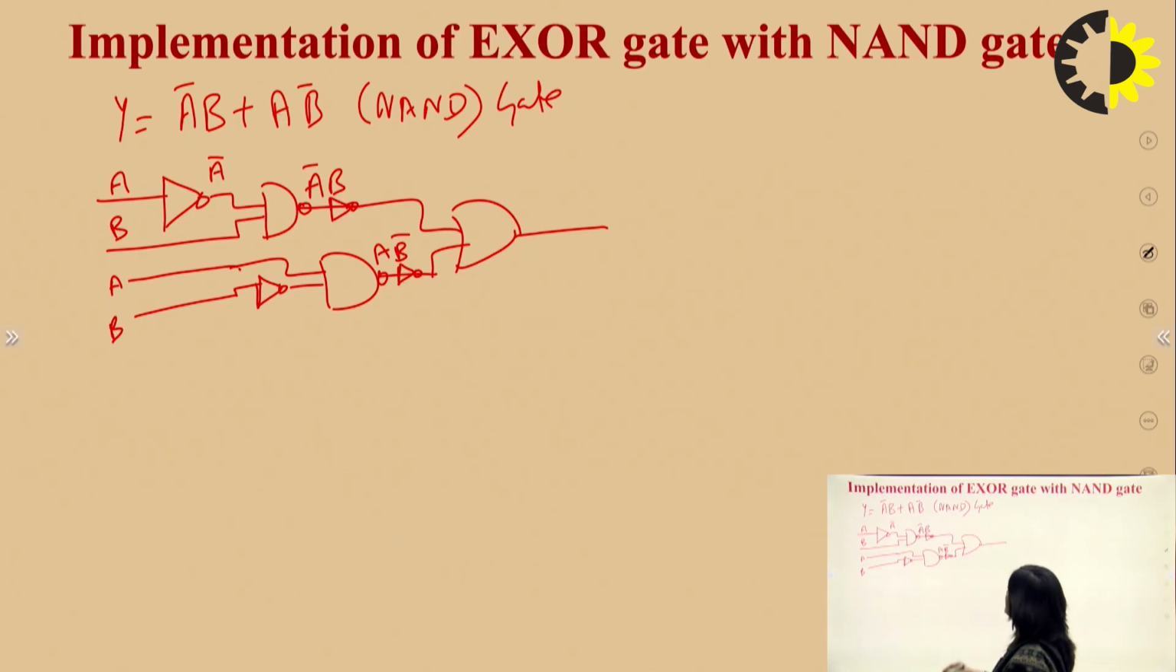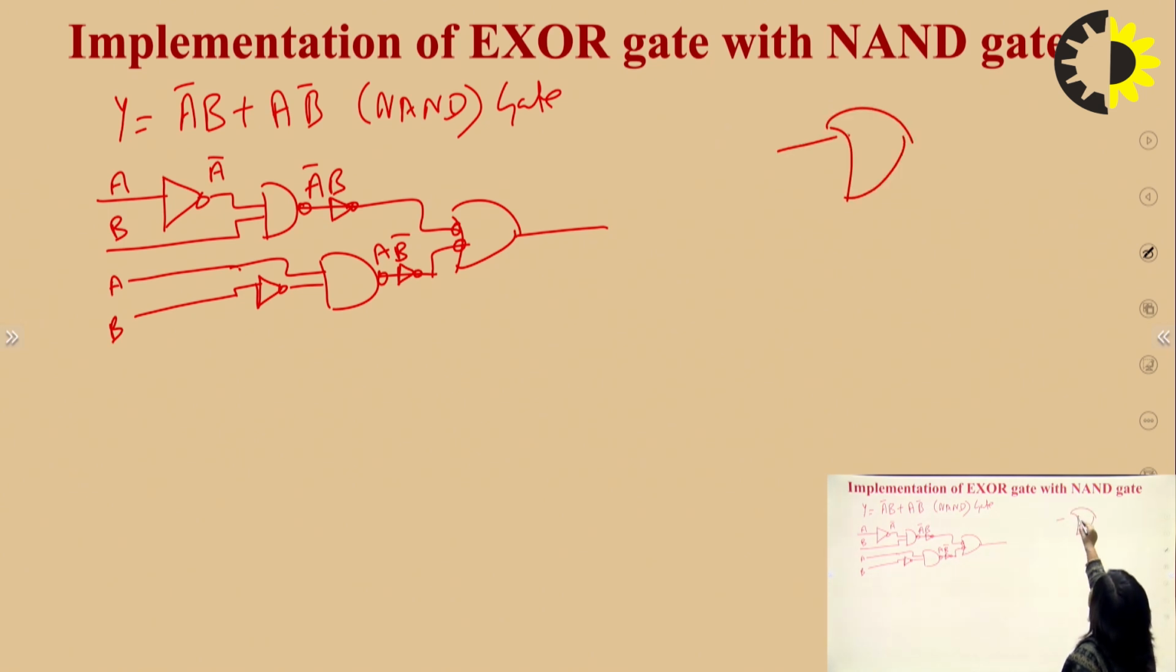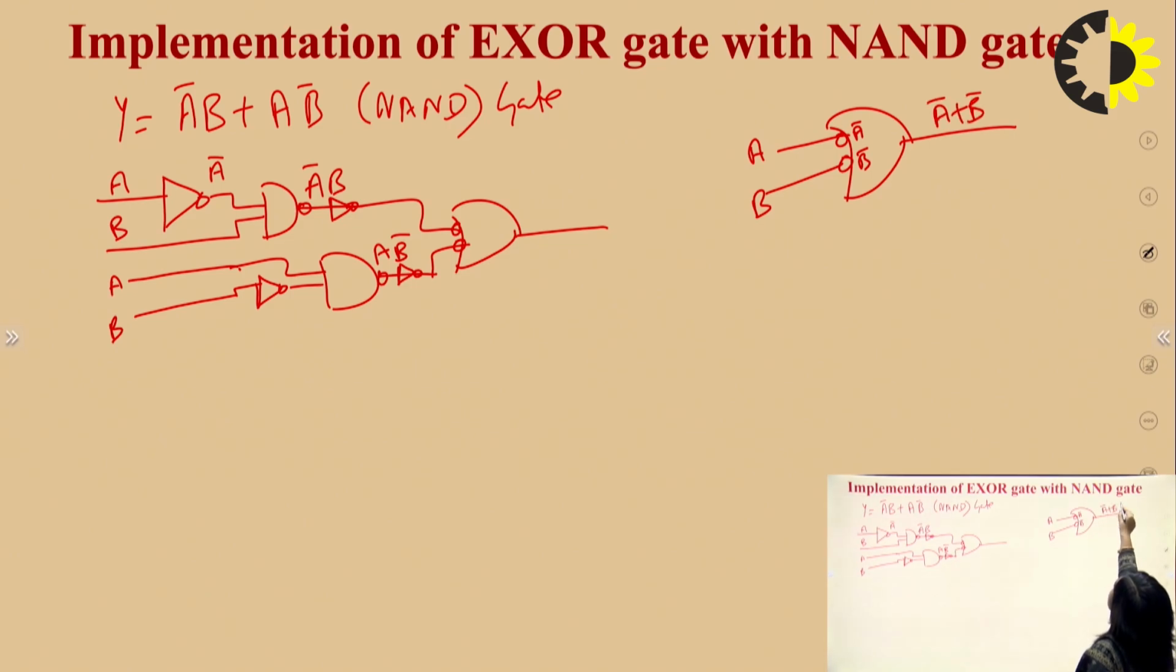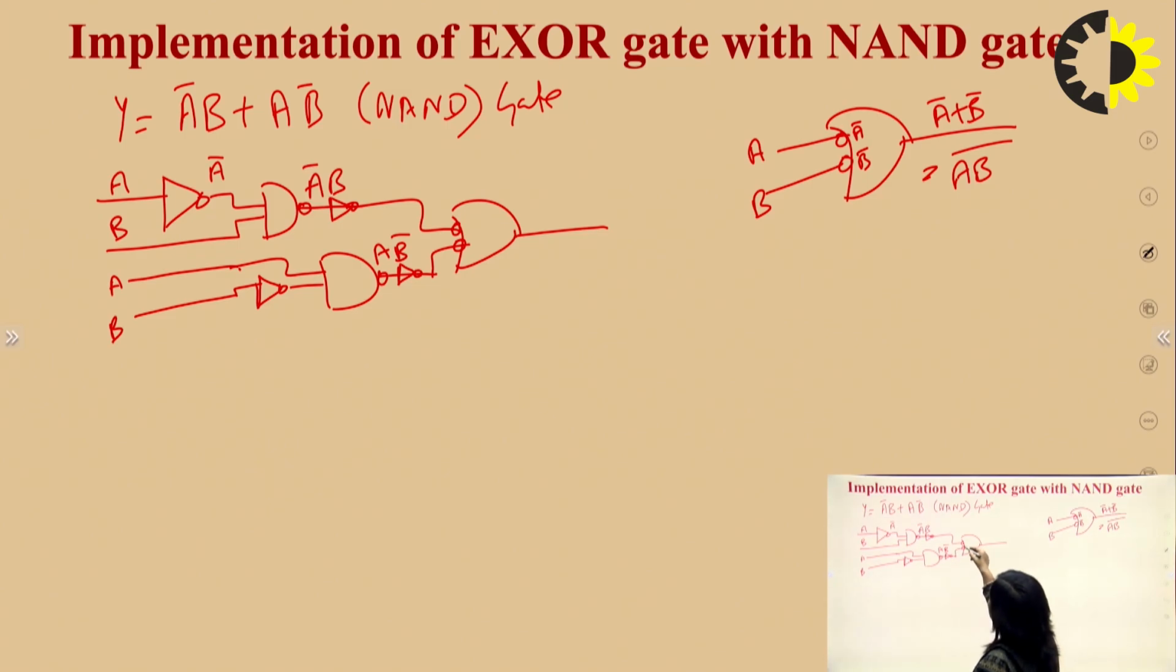And at the input of the OR gate, bubbles will be there, because the OR gate will be converted into NAND if we put a bubble at the input. How? This is our OR gate and we put bubbles at the input end. So this will be a bar and this will be b bar, so it will be a bar plus b bar. According to De Morgan's theorem, this is equal to (ab) bar. So this is how an OR gate having bubbles at the input works as a NAND gate.